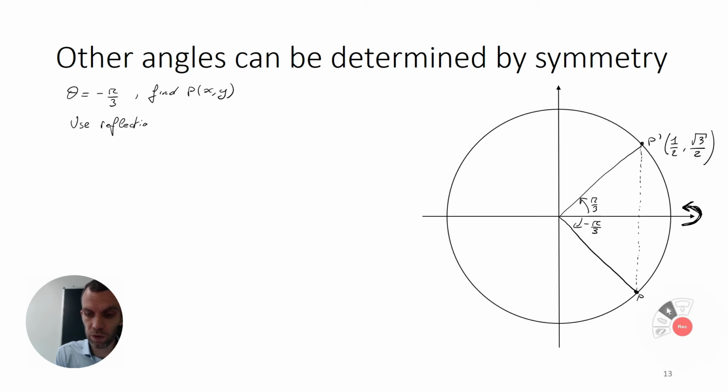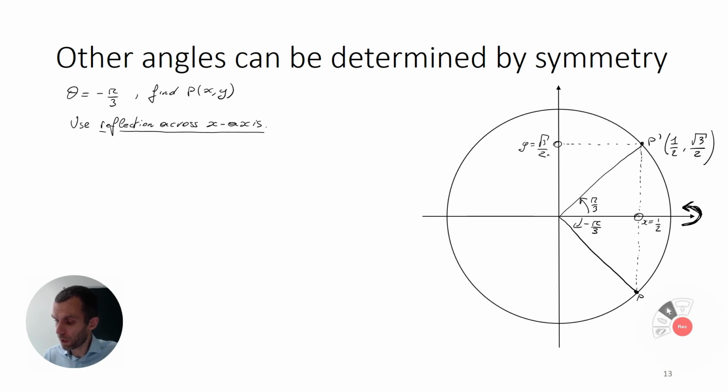So here what we use is the reflection across the x-axis. And what does that give us? Well, if you look at the figure, then you notice that both points, P and P prime, share the same x value, 1/2, and they have opposite y values. So here we have square root of 3 divided by 2, and here we have negative square root of 3 divided by 2.